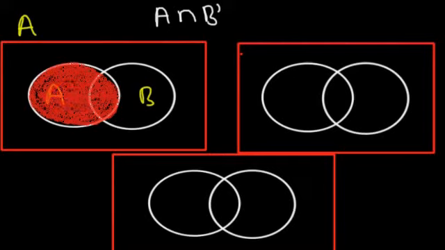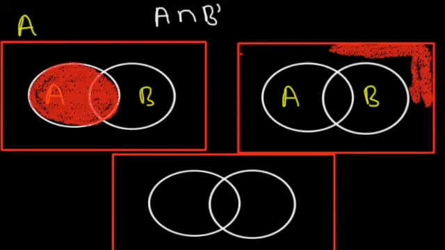Good. Now the next thing you need to consider doing is to shade B prime, and B prime simply means not B. So considering the second diagram, this is set A and this is set B, and we are trying to shade all the regions excluding B alone. Which regions are not included in set B? It means all these regions are not part of set B.